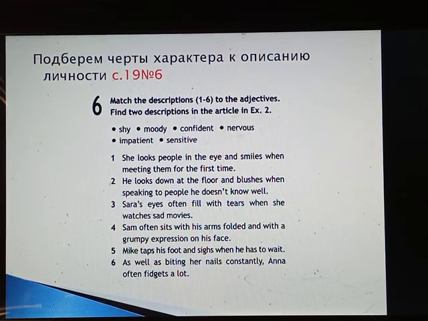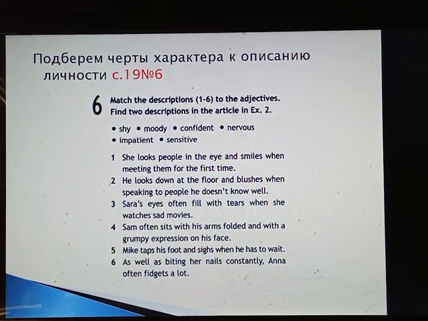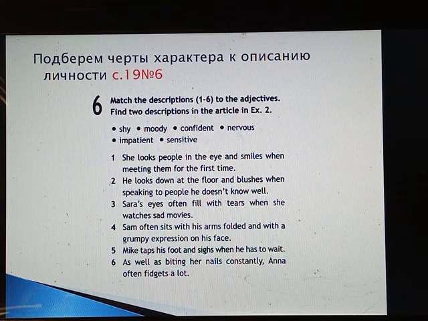Working with adjectives further. You have got the descriptions, and there are some adjectives. You are to match them to the descriptions. Shy, moody, confident, nervous, impatient, and sensitive. You stop the video, read the sentences, and match to the adjectives.